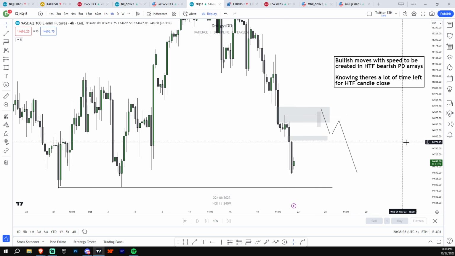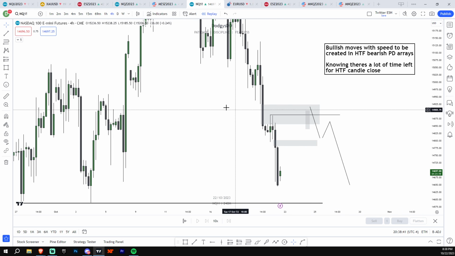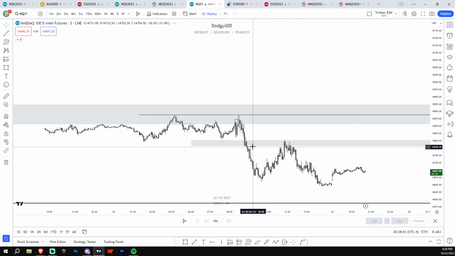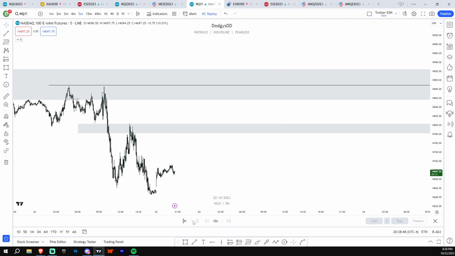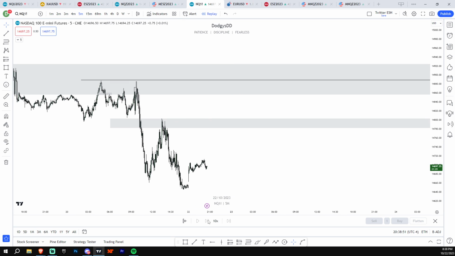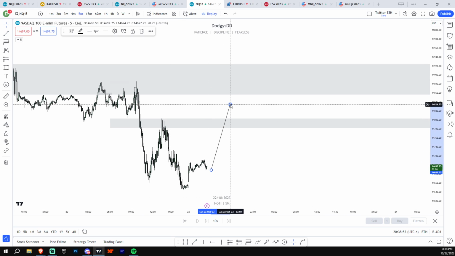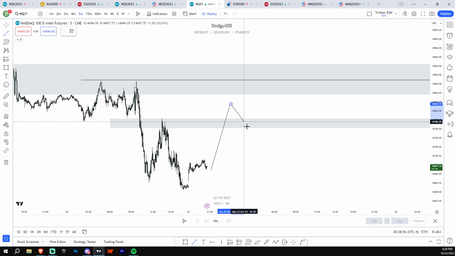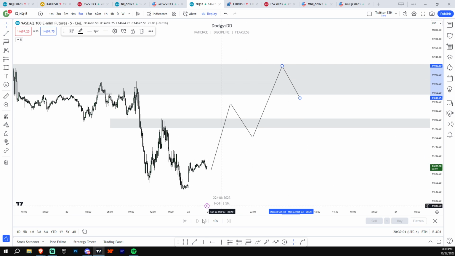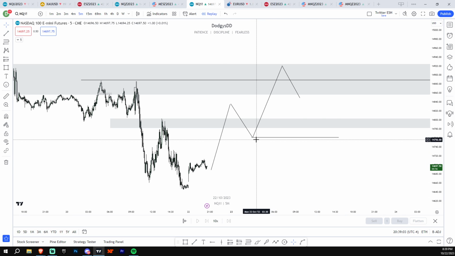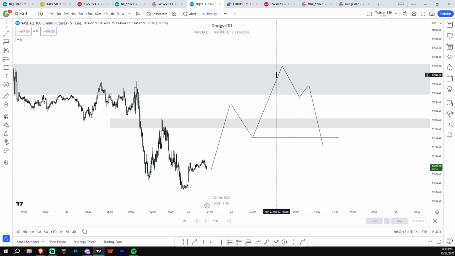Where the scale-outs would be, the scale-outs would just be at lower time frame liquidity. So if we did get a setup like this, I'd scale at lower time frame liquidity. I'd want to see a low put in here. And then if I did get that short, obviously the first target would be the low created coming up to this. So the first target would be right here, this internal low that was created before coming up to this, or whatever.